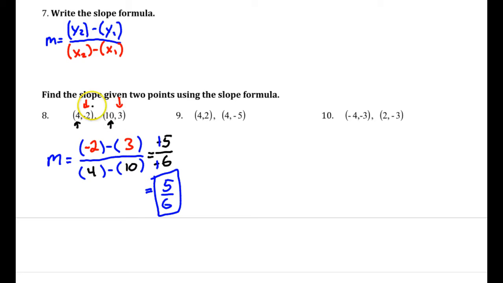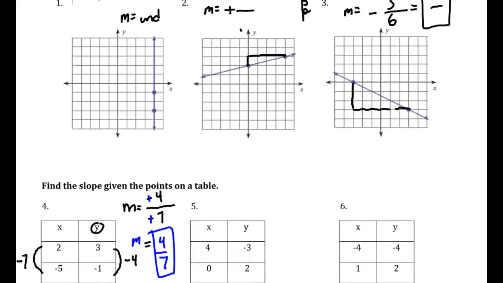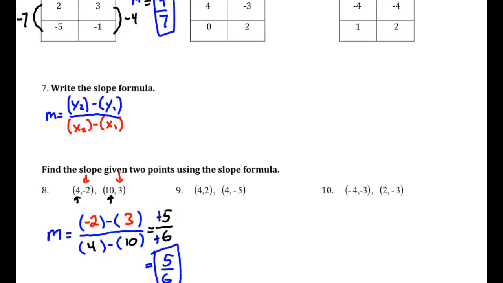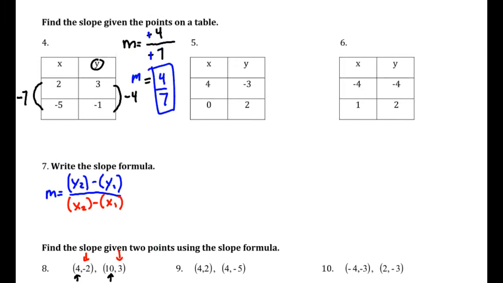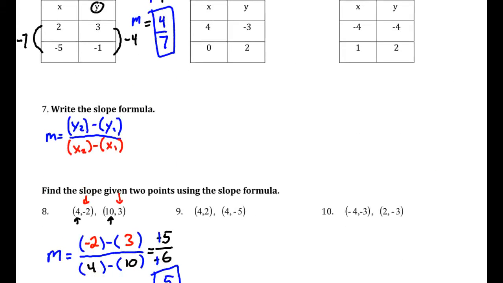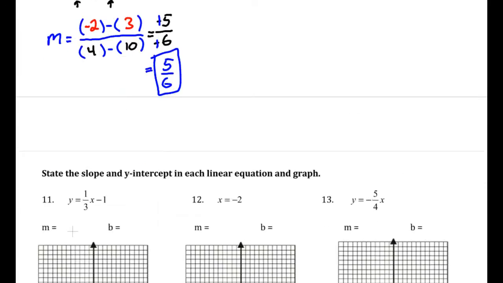Now, of course, if you switch these 2 points and you move the 3 over here and negative 2 over here, and on the bottom move the 10 and the 4, you get the same answer. If we try to do this using the table, we'll get the same answer as well. So remember, all these methods on the front give us the same answer. It's the same question if you look at it. Find the slope on all these. Find the slope, find the slope. So we're all doing the same thing, but just a little bit different.